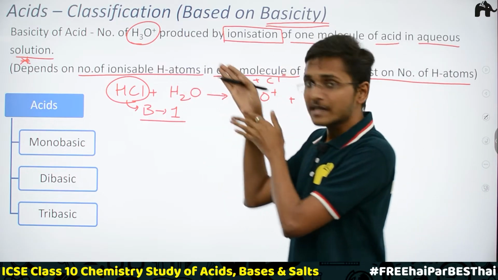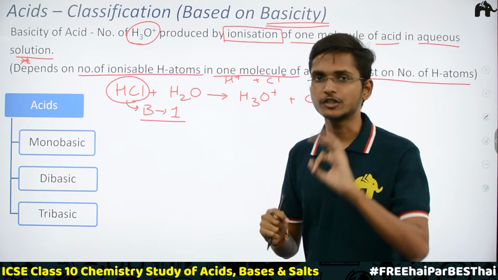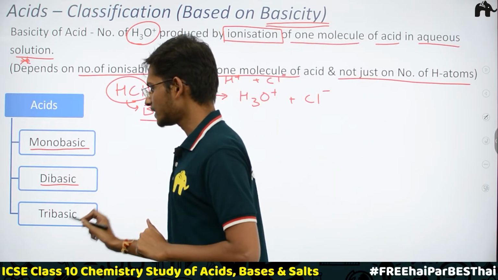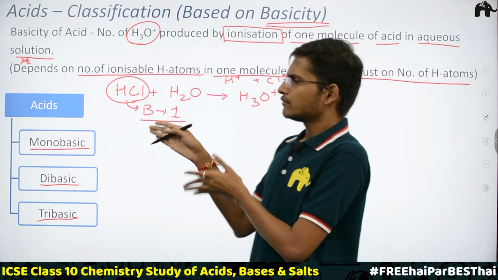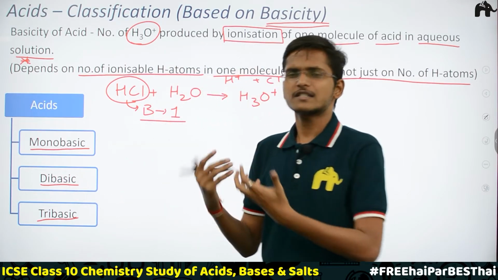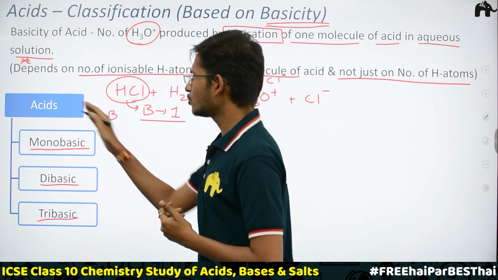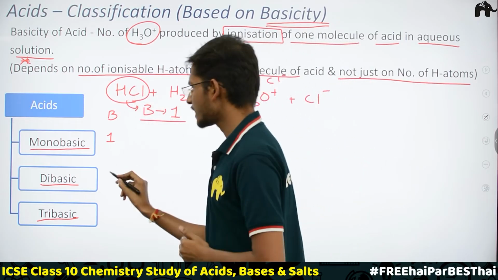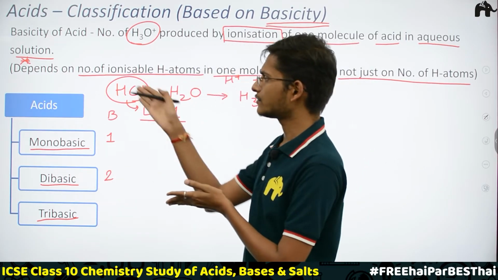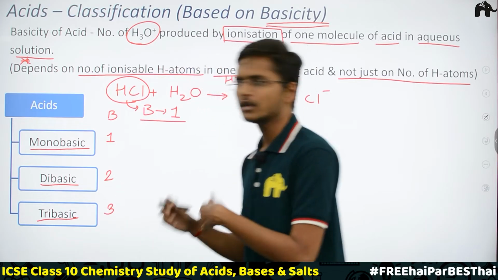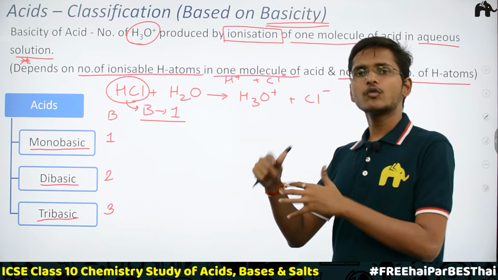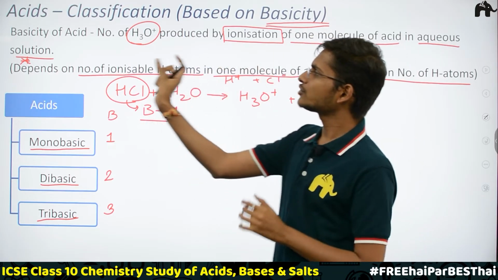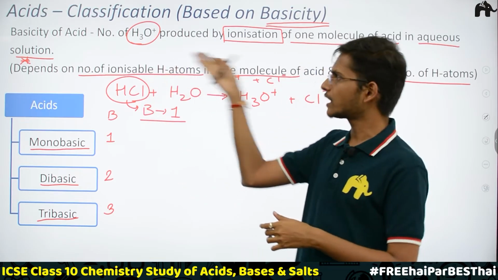Now based on the basicity, acids are classified into 3 types: monobasic acids, dibasic acids, and tribasic acids. Now what is monobasic acid? It's simply those acids which are having basicity 1. Dibasic acids are the acids which are having basicity 2. Tribasic acids are the acids which are having basicity 3. So we can simply tell this in this way, or if you want to define them very clearly, the definition is also very simple. You have to just remember the definition of basicity of acid, which we have already now seen.